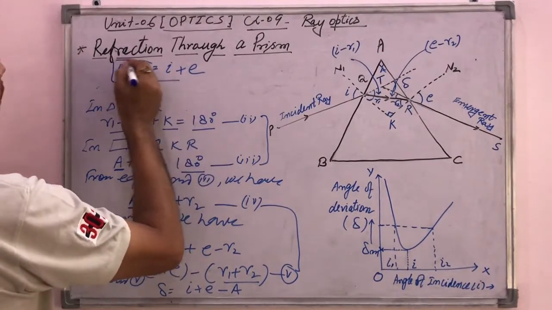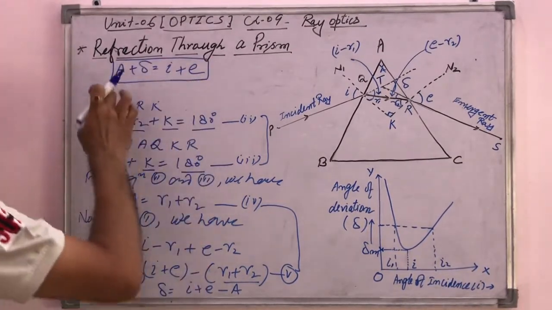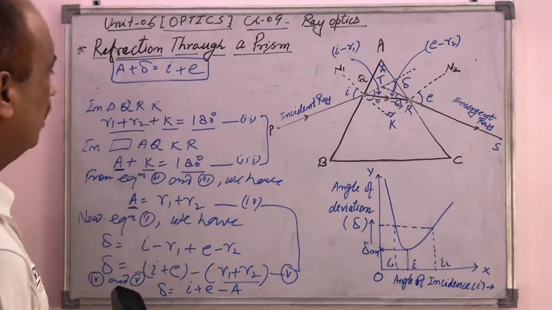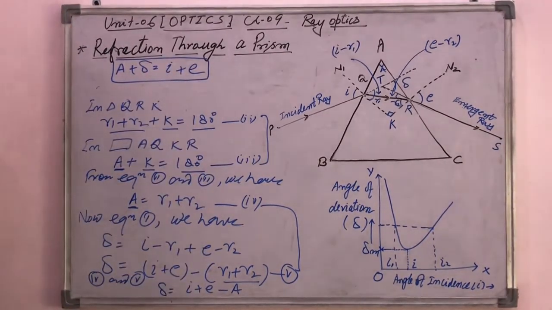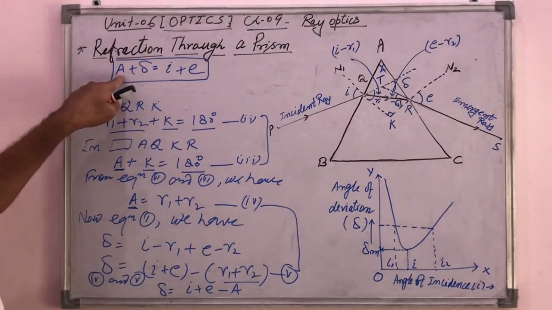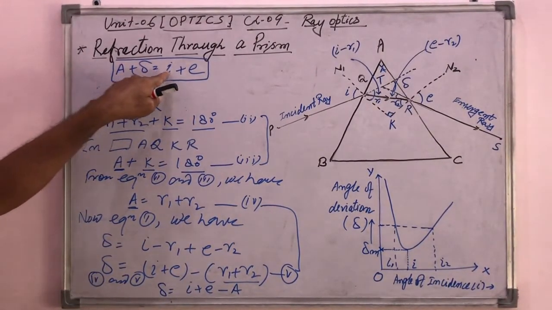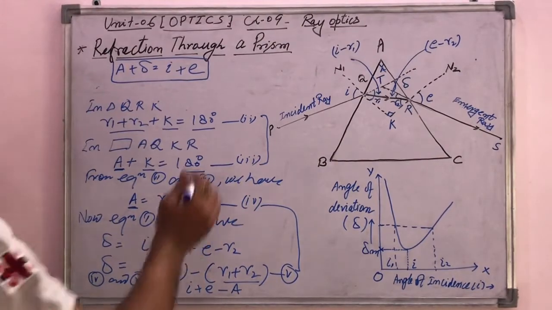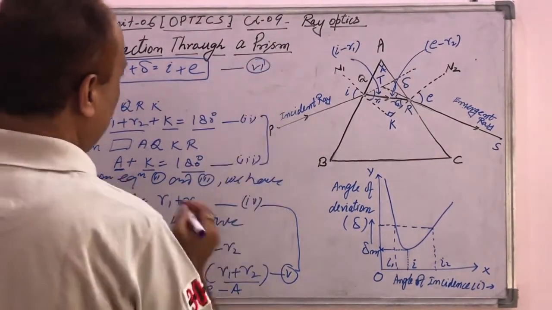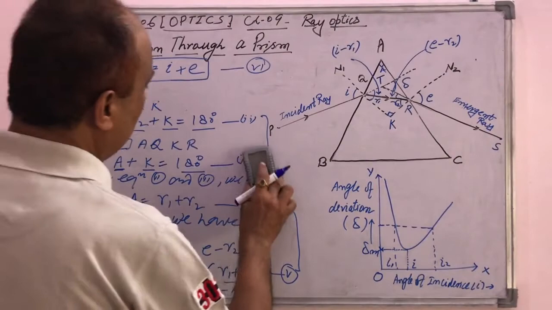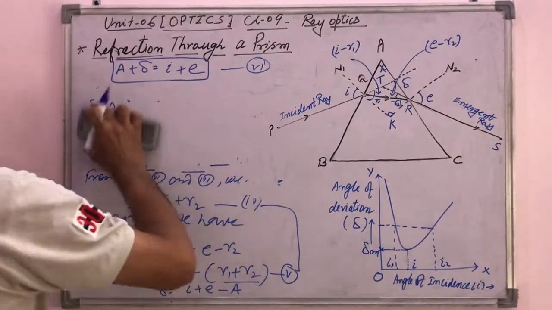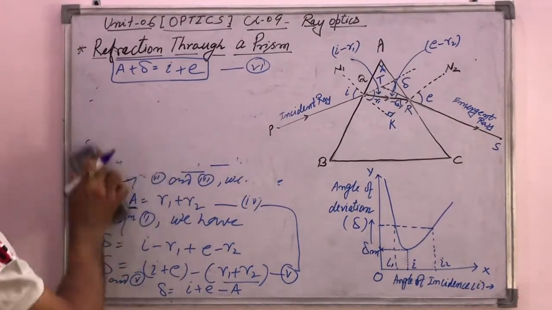So this is the relation between the prism angle, angle of deviation, angle of incidence, and the angle of emergence. So the sum of the prism angle and the angle of deviation is always equal to the sum of the angle of incidence and the angle of emergence. So it is the next equation number 6. Now we will discuss the condition of minimum deviation position.